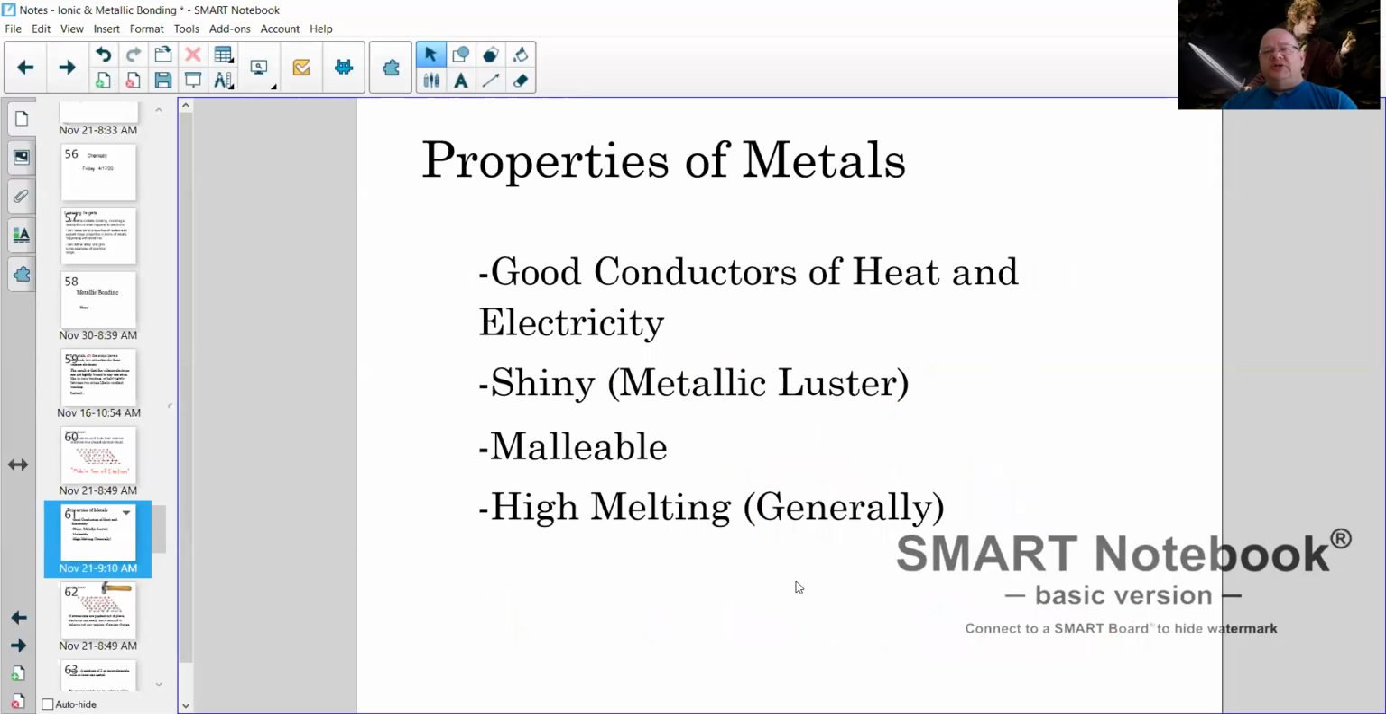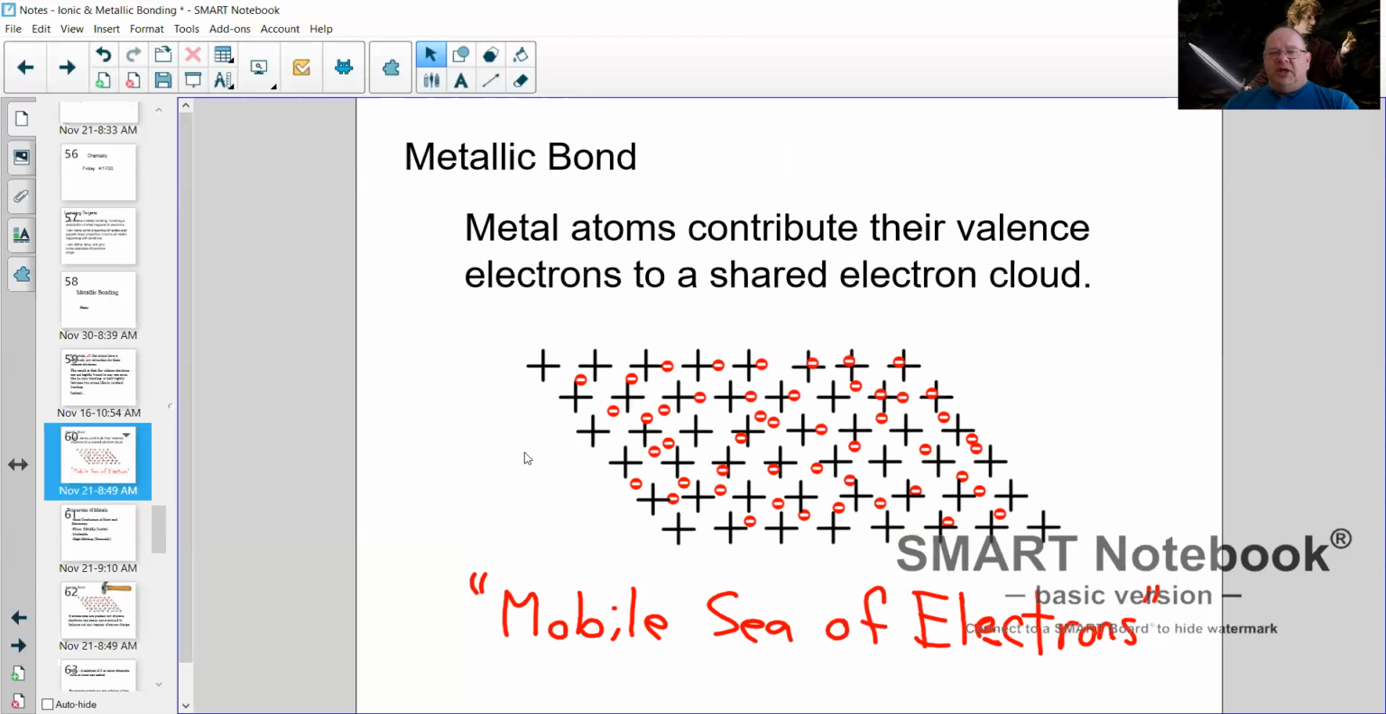All right, so let's get into some of the properties of metals. Metals are good conductors of heat and electricity. Well, I'm going to pop back to that previous page. And let's imagine that somebody brings a big negative charge over to this side of our piece of metal. Well, what's that going to do?